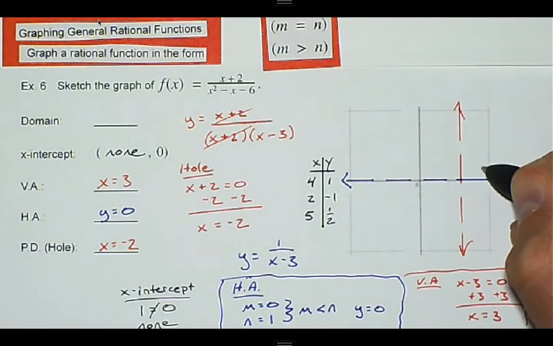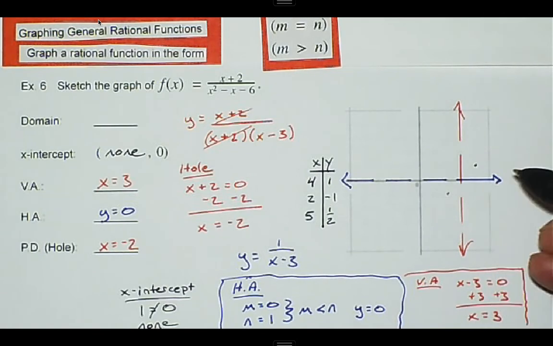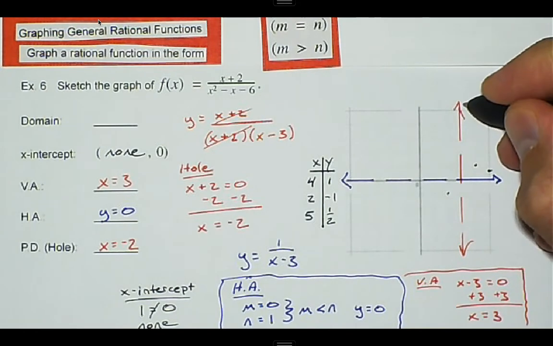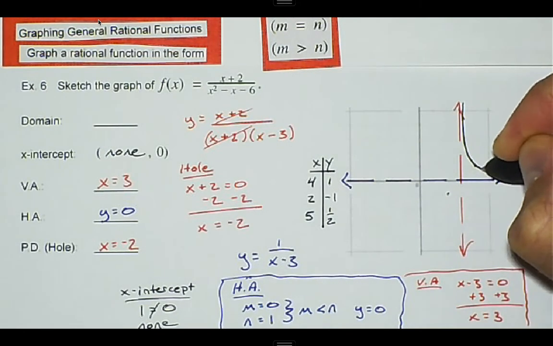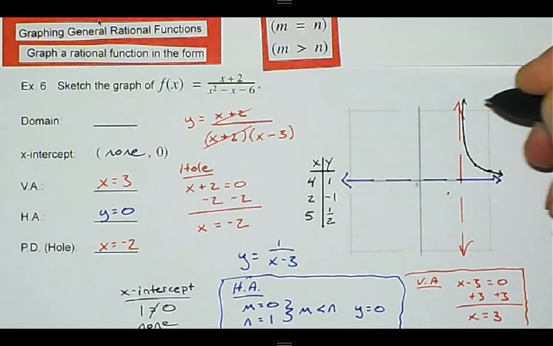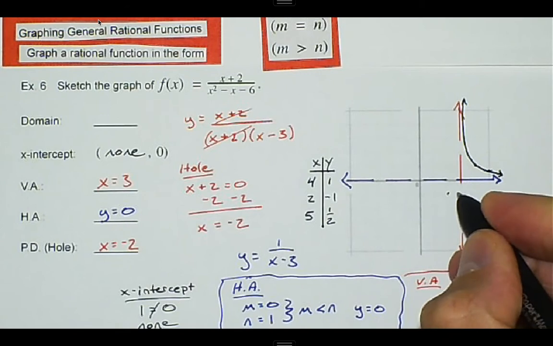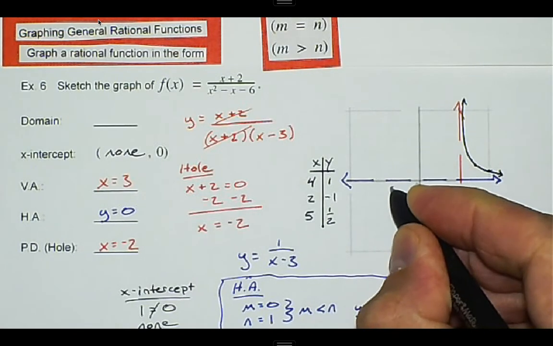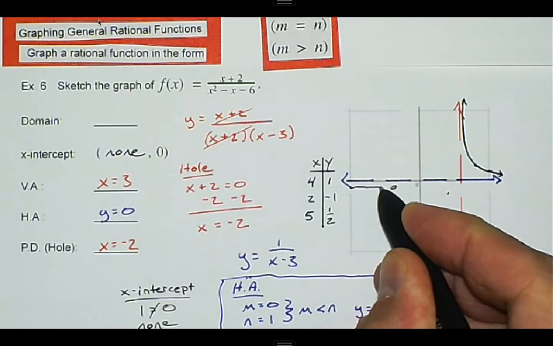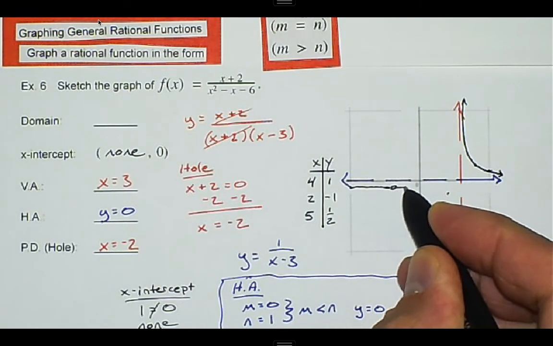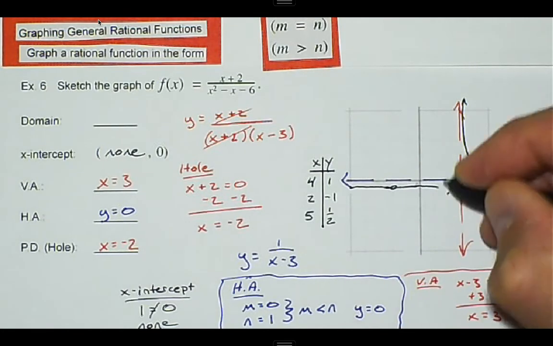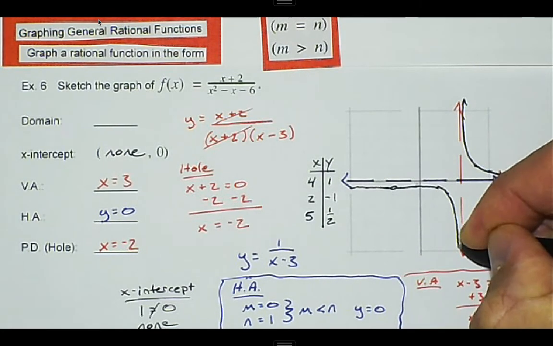So we have 4, 1, which is right there. And we have 2, -1, which is right there. And we have 5, 1/2. And then we have a graph that kind of comes through and looks like that. And the same thing on the other side. We do have a hole, and our hole is at x equals -2. So -2 is going to be right here. And then we're going to have a graph that goes through and touches or gets that hole but doesn't go through, and then comes up and gets really close but doesn't actually touch.